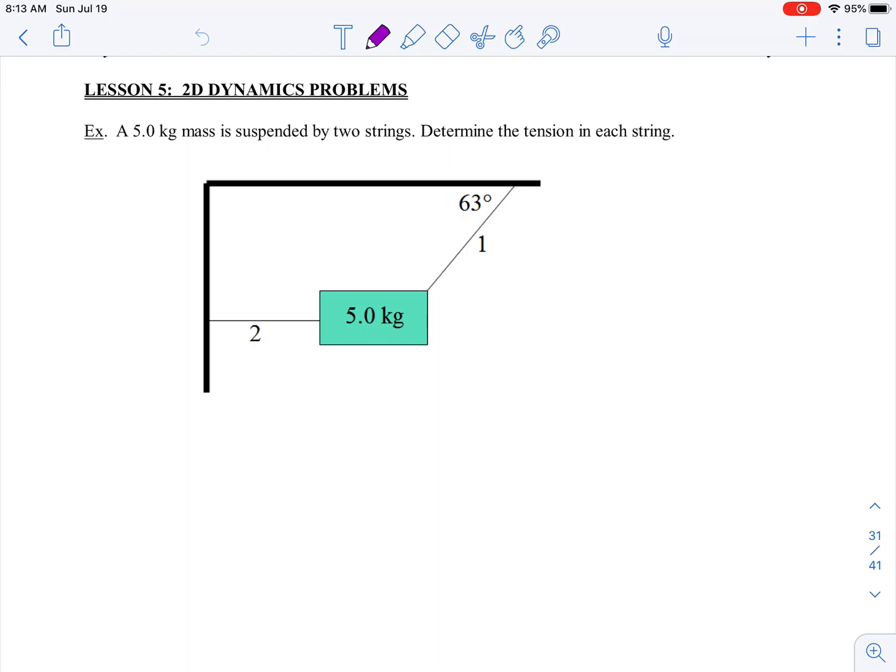We're going to take some time to do some two-dimensional dynamics questions now. These are big questions, big monsters. And our first one is an object that gets suspended with two strings, as you can see in the diagram here. We're going to start by drawing a force diagram for this.